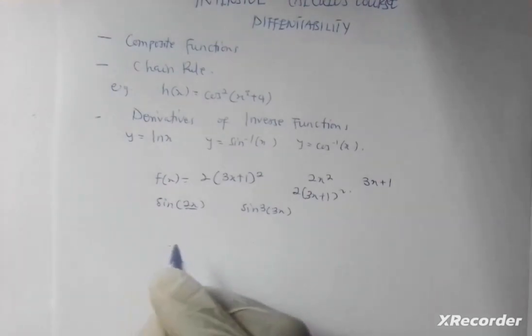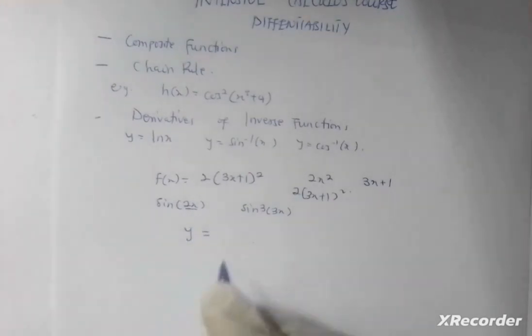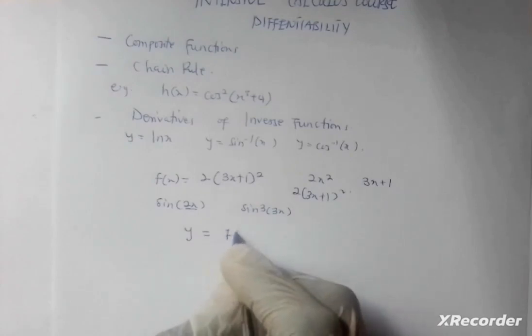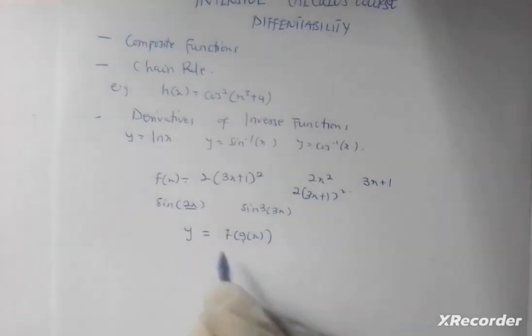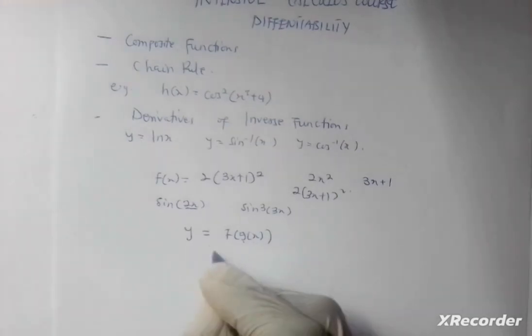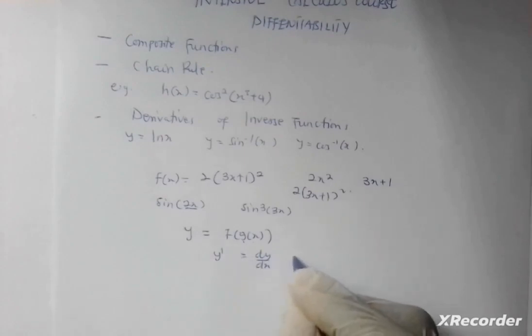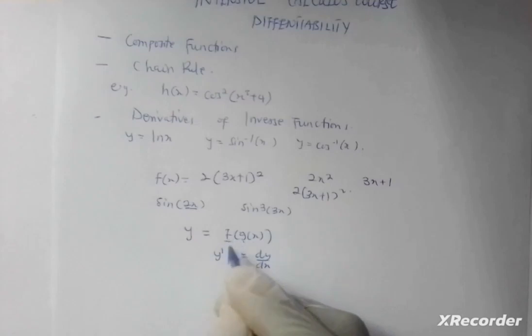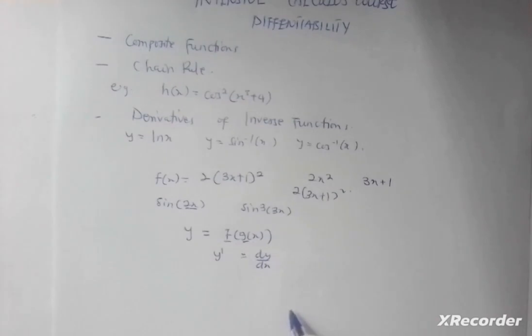Let's see. If I have a function, say y is equal to f of g of x, this is the inner function and this is the outer function. So a composite function which is y is equal to f of g of x. If I'm to find y prime or dy over dx of this, then I'm supposed to differentiate the outer function, then I'll multiply it by the differentiated form of g of x.